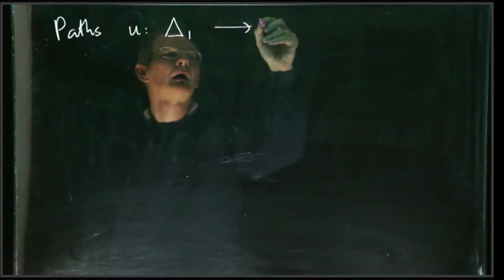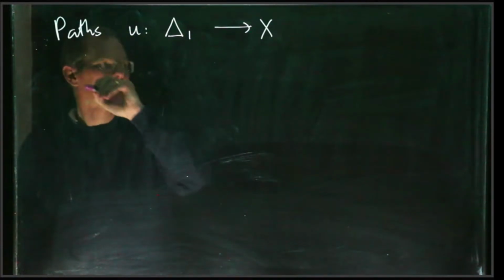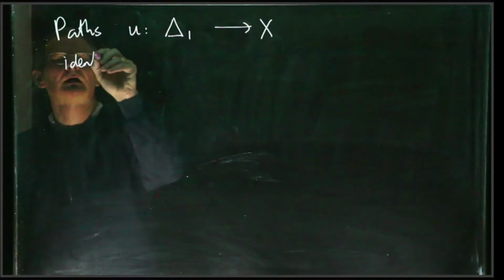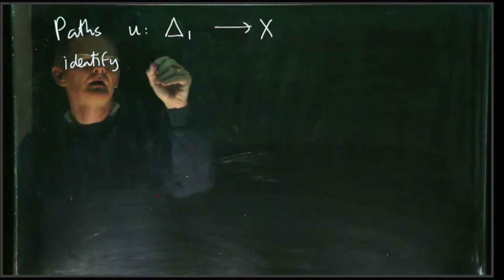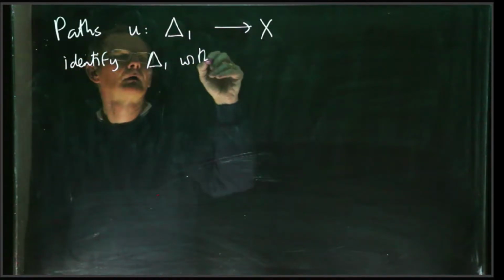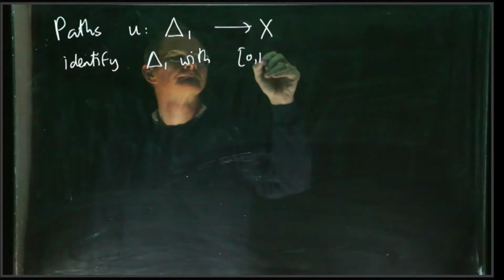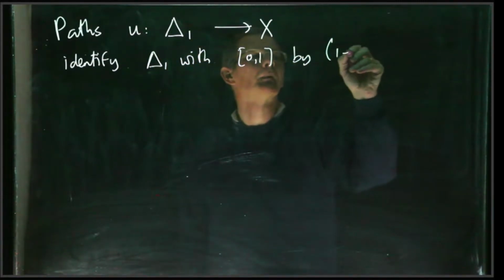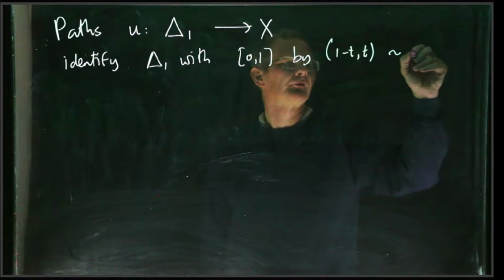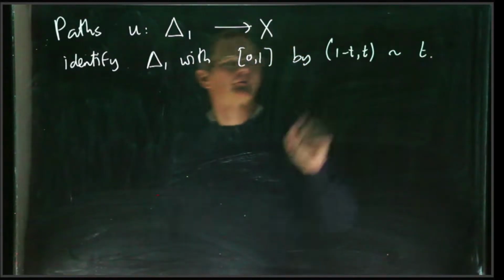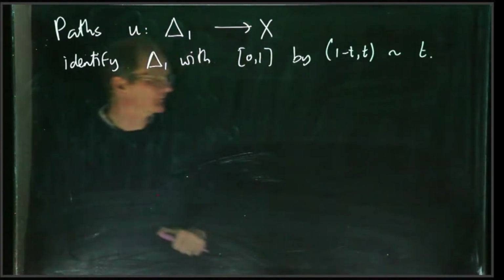So in this video I want to discuss some stuff about homology classes of paths. So here, of course, we're considering paths. So these are maps U from the one simplex to X, where as usual we identify delta 1 with the unit interval 0, 1. (1 minus t, t) corresponds to t, right? So this is a point in the one simplex, and we identify it with t.